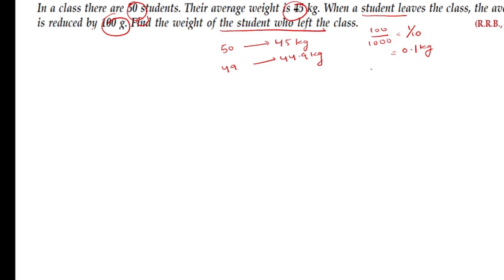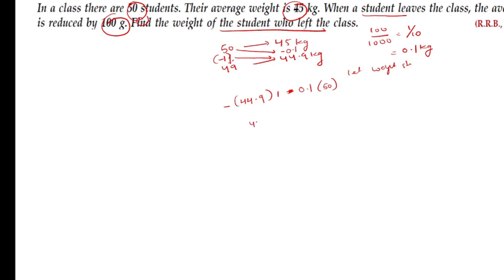So let the weight of the student who left be x. So here there is a decrease of one student, so minus 1. And what about the decrease in the average? There is a decrease in weight, that weight is minus 0.1. So 50 into 0.1, 44 into 9. So minus 44.9 into 1, plus, since it is also minus, minus 0.1 into 50.